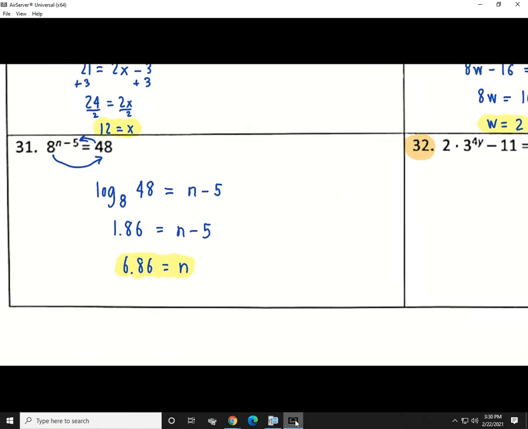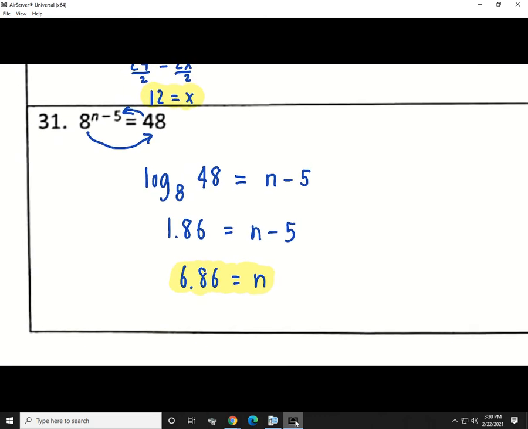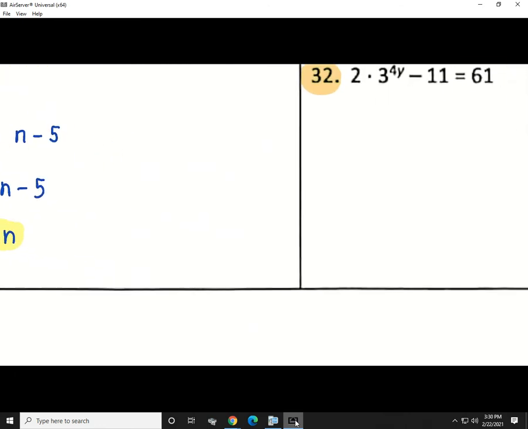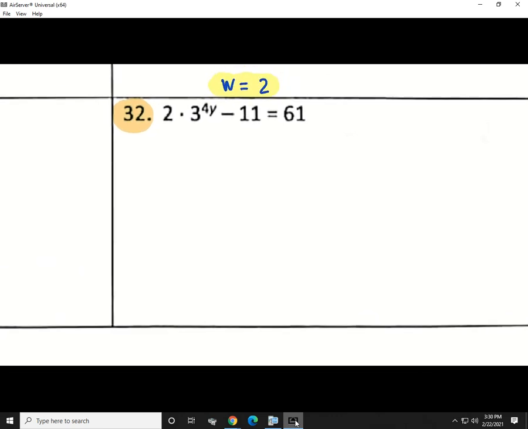31 is the first exponential equation that you need to write as a logarithm. So we follow that same loop. Log base 8 of 48 equals n minus 5, and then you solve. Pause it there if you like, but we're going to move over here to number 32.